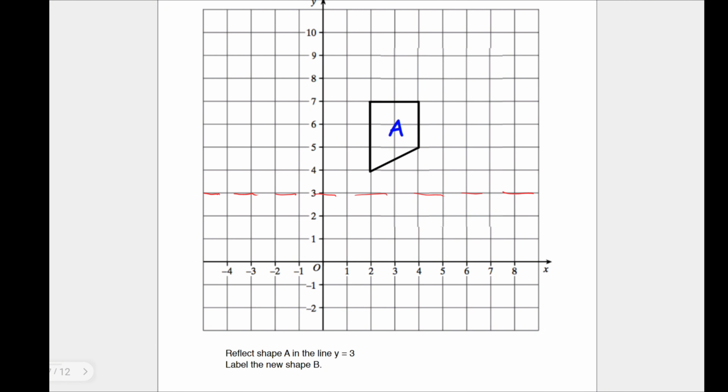And this shape is going to look something like this. So start from here, go all the way down, go this way, come back up, and join it together. That's it. And this is B.